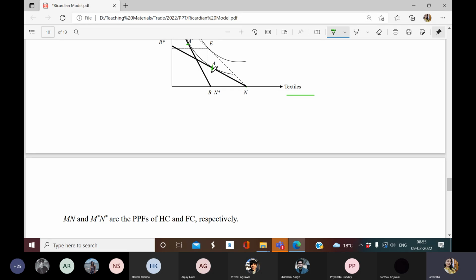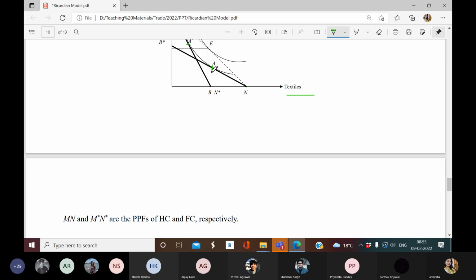So again, in this way, the price difference is wiped out, isn't it? Because as textile production in the home country increases, the supply of home textile will increase and price will fall. And as the demand for computer increases, the price of computer will increase. So the initial price difference will be wiped out through arbitrage and the movement of goods across the countries.